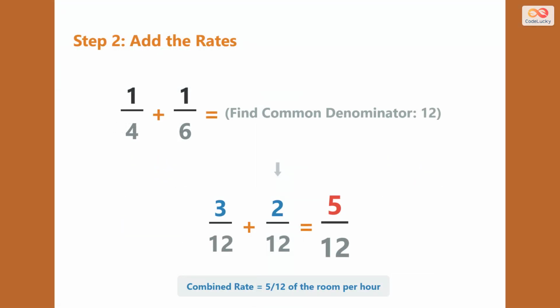Next, we add these fractions, 1/4 plus 1/6. To add these, we need a common denominator, which is 12. 1/4 becomes 3/12 and 1/6 becomes 2/12. Adding them together gives us 5/12. This means together, they finish 5/12 of the room in a single hour.